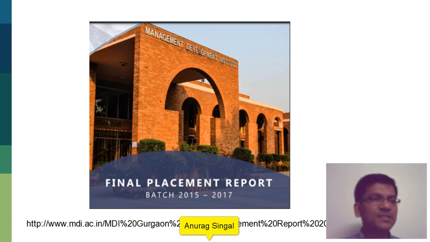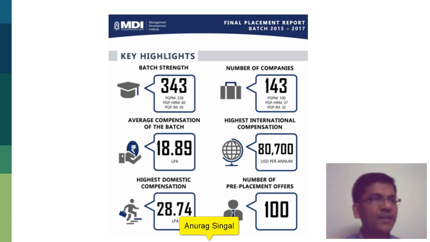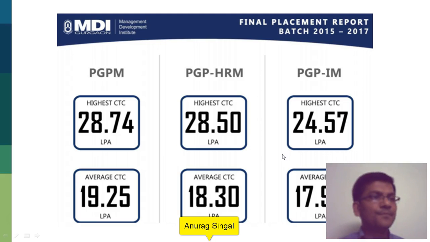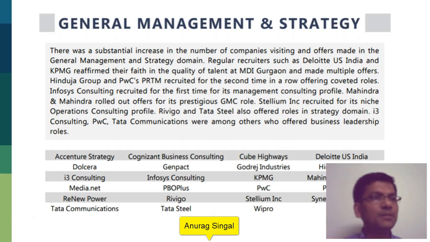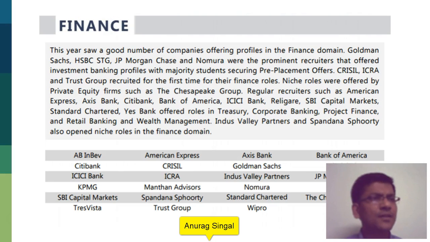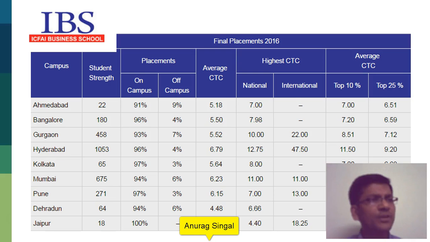So here are compensation profiles, and this is MDI Gurgaon. Again, 343 students, 143 companies coming here, and 18.9 is the average salary. Internationally, it is $80,700. Highest CTC 28.74, average CTC 19.25. You'll have further breakups for the two segments of HRM. So that's how the cookie crumbles in terms of GenMan, finance. You have all the big names coming here: sales and marketing, human resource.